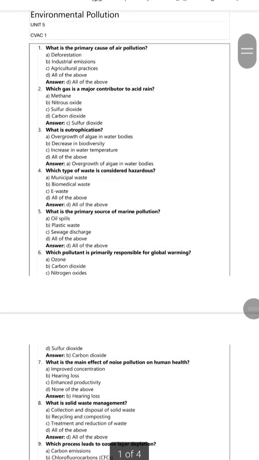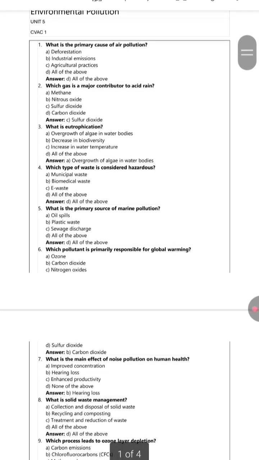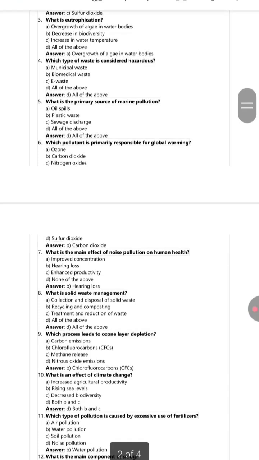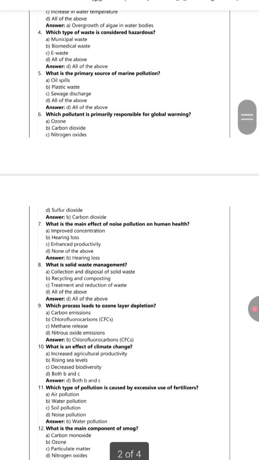What is the primary cause of air pollution? Deforestation, industrial emissions, agricultural practices. Which gas is a major contributor to acid rain? Sulfur dioxide. What is eutrophication? Overgrowth of algae in water bodies. Which type of waste is considered hazardous? All of the above. What is the primary source of marine pollution?